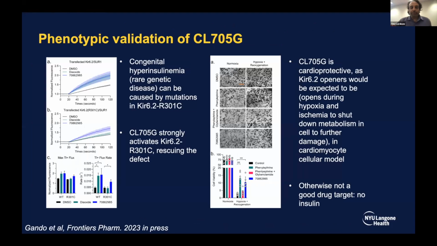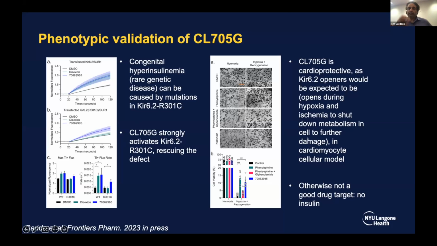And then we did some phenotypic validation of the compound, and this will be published shortly in Frontiers. There's a rare genetic disease called congenital hyperinsulinemia, where you'd want to open the channel to shut off the insulin. It can be caused by a missense mutation, R301C, in the channel. This mutation results in an abnormally closed channel, and in these cells the compound rescues the mutated cell by opening the channel.